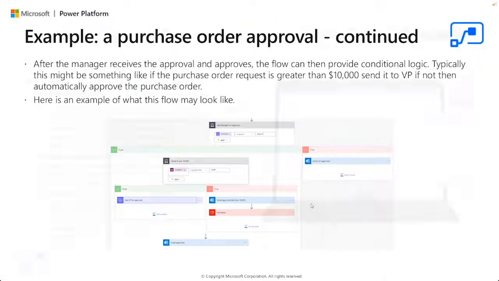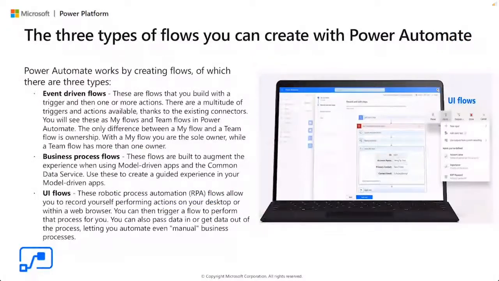Very simple, right? So there are 3 types of flow that you can create with Power Automate. You can create event-driven flows. These flows allow you to build with a trigger and then one or more actions. There are multitudes of triggers and actions available thanks to the existing connectors. You'll see these as My Flows and Team Flows in Power Automate. The only difference between My Flows and Team Flows is ownership. With a My Flow, you are the sole owner, while a Team Flow has more than one owner, and you're part of that owning group.